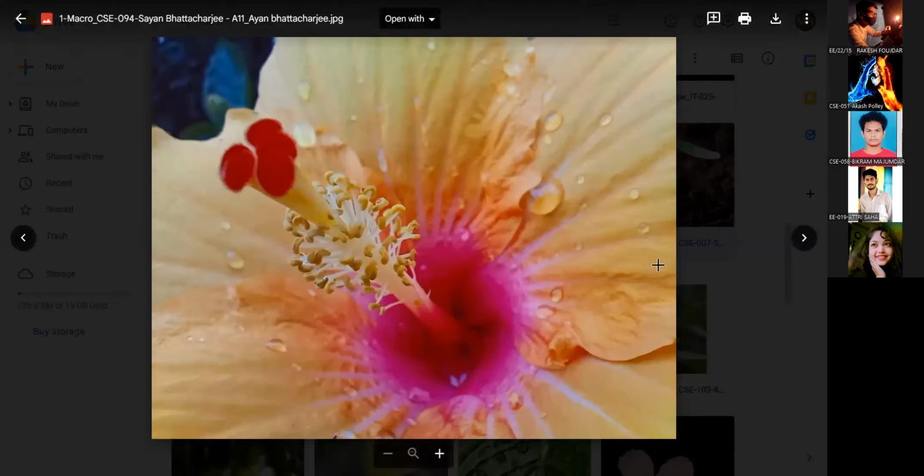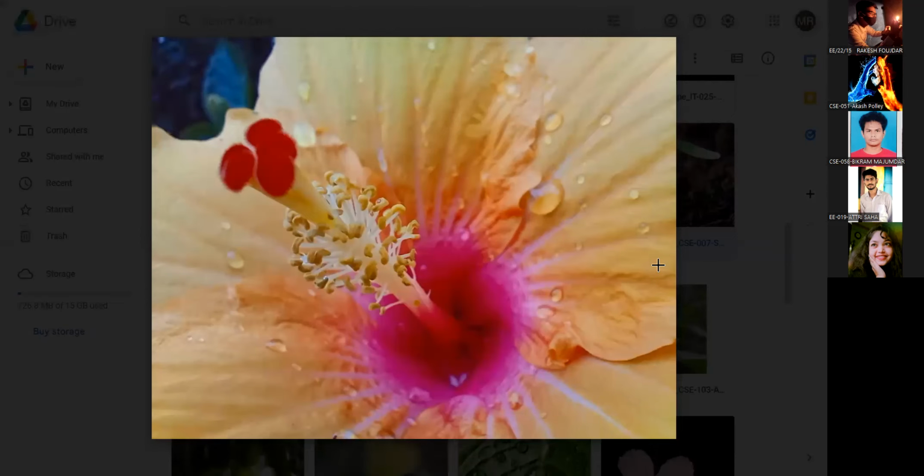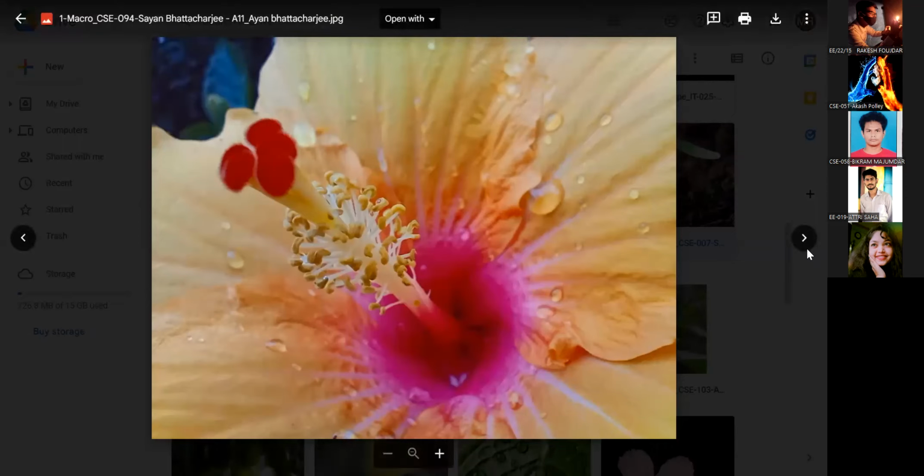This one again, low resolution, macro photographs. Nice, nothing to say. But if you can take the entire flower, then it could be better.